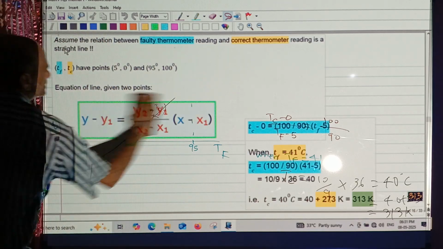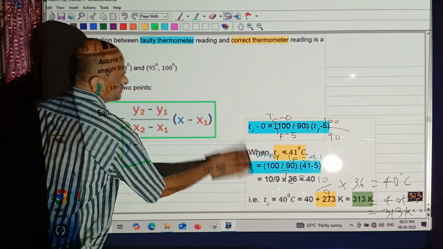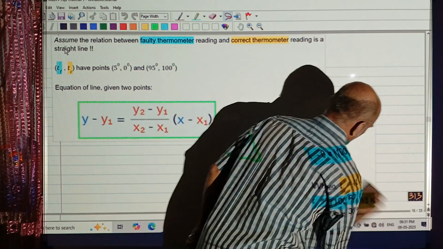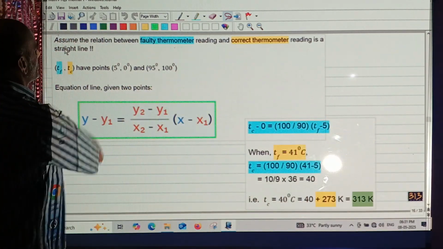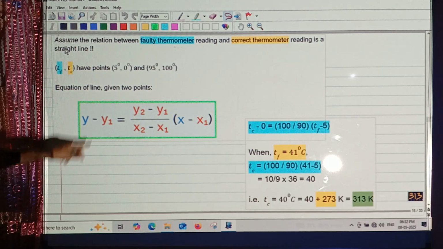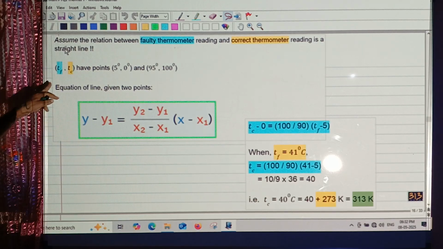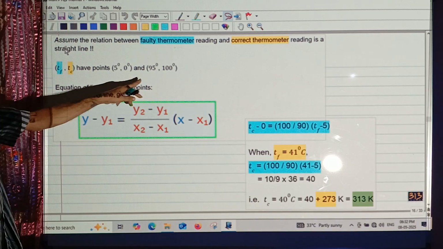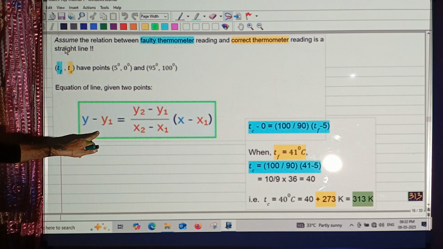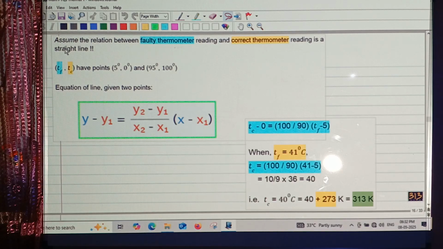So this is what I explained here. The temperature according to two thermometers, the faulty thermometer and the correct thermometer, has some relation between them, and the simplest relation we can have is a straight line. The 2 points are: one is the ice point, 5 according to the faulty thermometer, but the correct temperature is 0. And the faulty reading for steam is 95, but the correct reading is 100. So these 2 points are known. This is the relation we have to use for finding the equation.